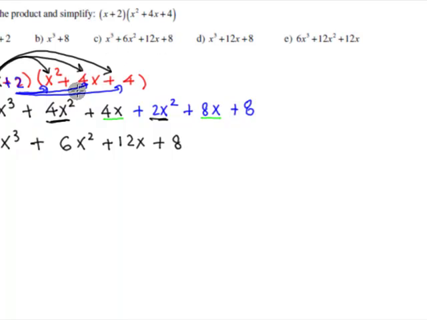So x cubed, 6x squared, 12x, positive 8. So this is the answer I want to select. Okay, so now I'm going to circle the answer I want, and it seems like this is what I want. So that's question 21.